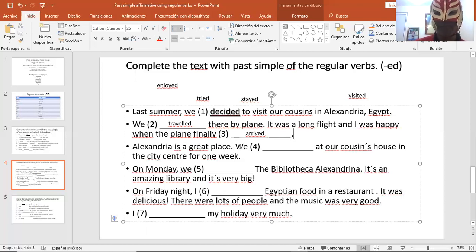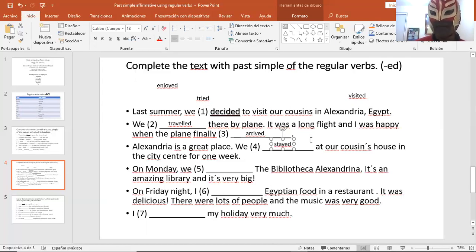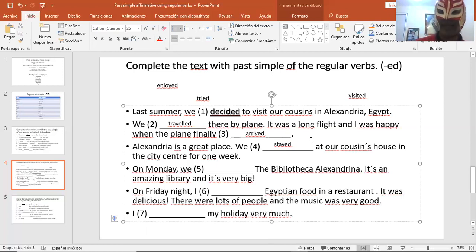We stayed at our cousin's house. Nosotros nos quedamos en la casa de nuestro primo. We stayed at our cousin's house in the city center for 1 week. Okay, let's continue with number 5.